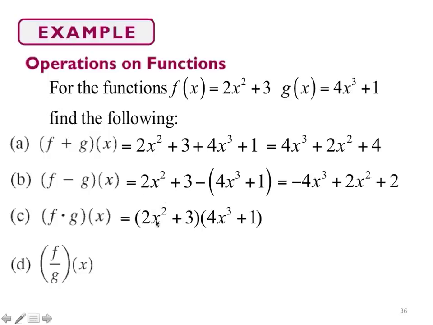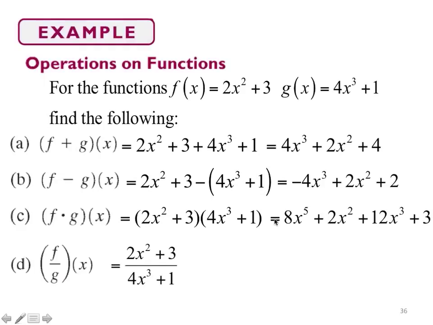Now if you multiply, you're going to have 2x squared plus 3 times 4x cubed plus 1. You're going to go ahead and FOIL that, okay? And you're going to get 8x to the 5th. That's your first term. Your outside term is going to give you 2x squared. Your inside term is going to give you 12x cubed. And then your last term is going to give you a positive 3.